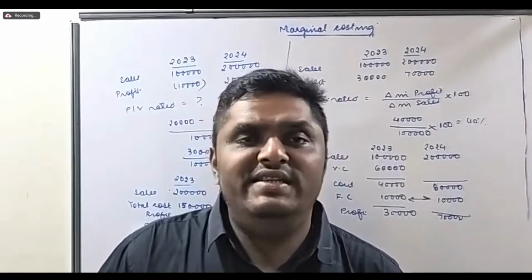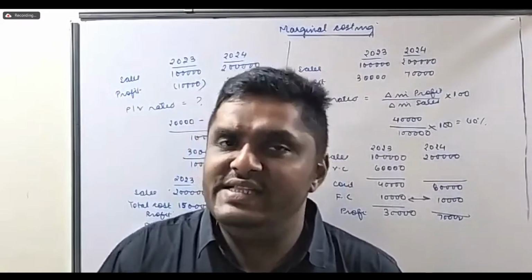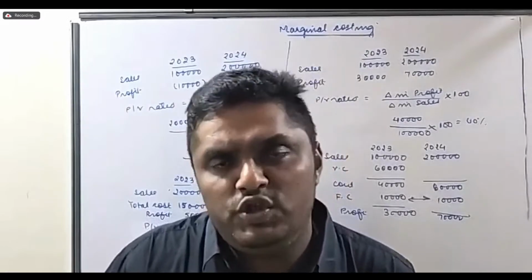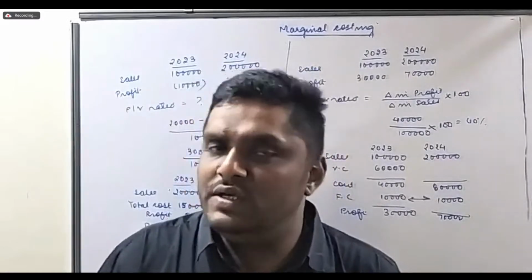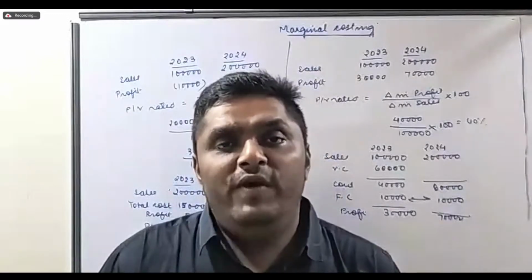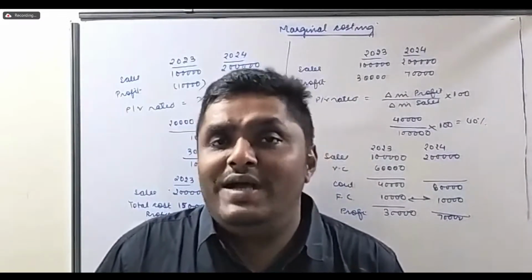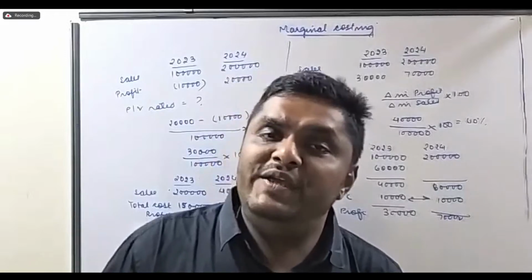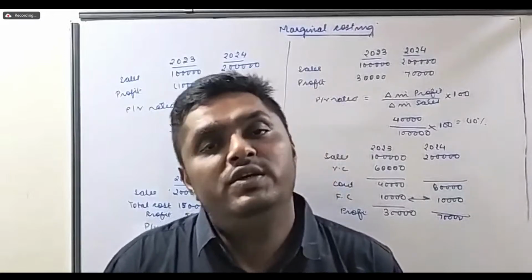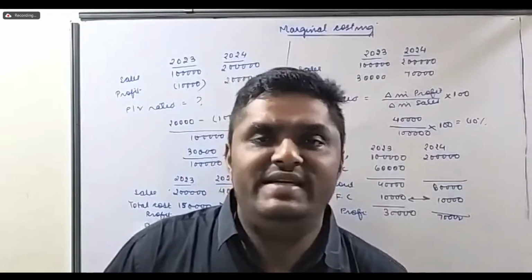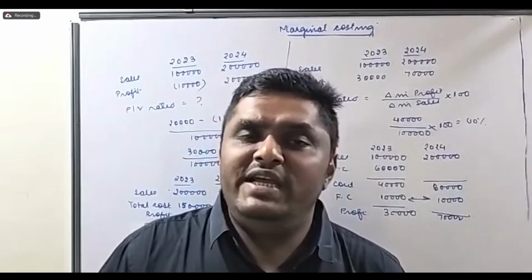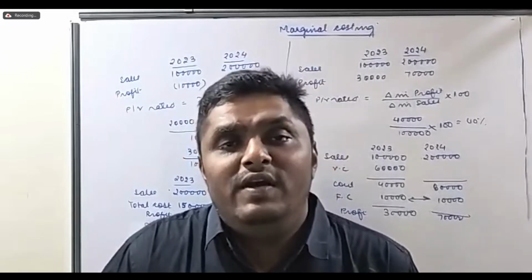Thereafter, as I said, this chapter is based on 5 terms: sales minus variable cost will be contribution, contribution minus fixed cost will be profit. Further, we discussed that the first question the examiner is going to ask you is PV ratio. What is PV ratio? The percentage of contribution to sales. So contribution divided by sales into 100. And this PV ratio will remain constant at all levels of sales.